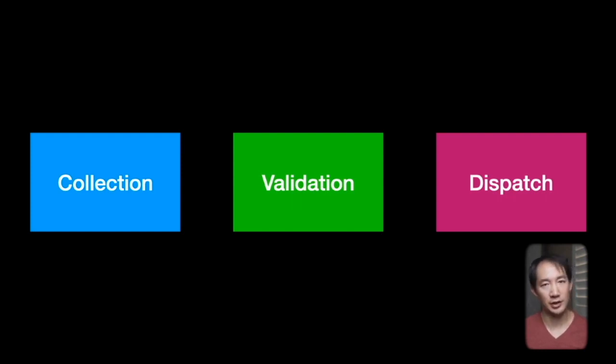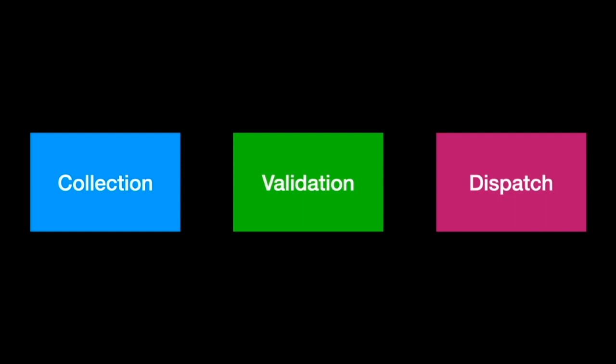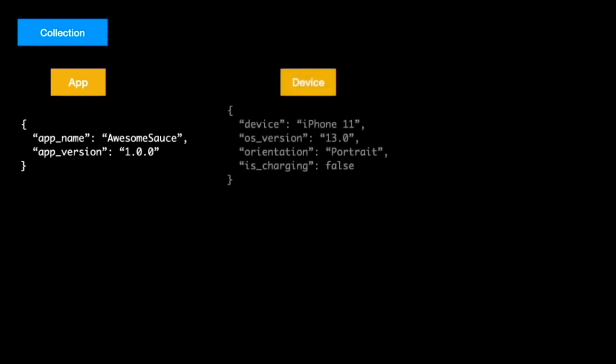Let's take a look at that collection module. We have various modules that collect data specific to their module. For example, there's an app module that collects things like app name and your app version. There's a device module that collects things like what type of device you're on. Are you on an iPhone 11, iPhone 11 Pro? Which operating version of iOS are you using? 13? 12? Did you upgrade to iOS 14 yet? As well as things like your orientation. Are you using the app and performing this action while you're in portrait or landscape mode?